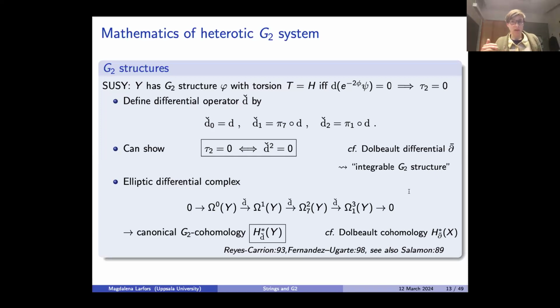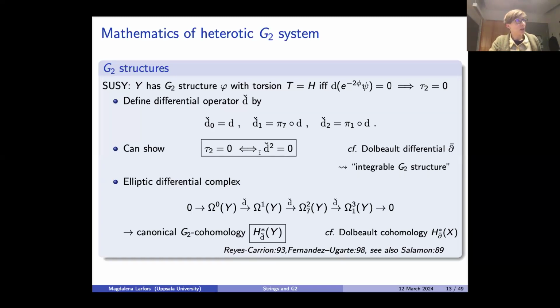Now, integrable G2 structures are also used for G2 structures that are both closed and co-closed. This might be a bit of a confusing notation, but the reason for it is this connection here between the vanishing of this torsion class and the nilpotency of this operator.